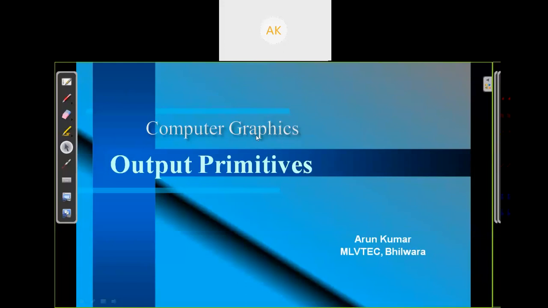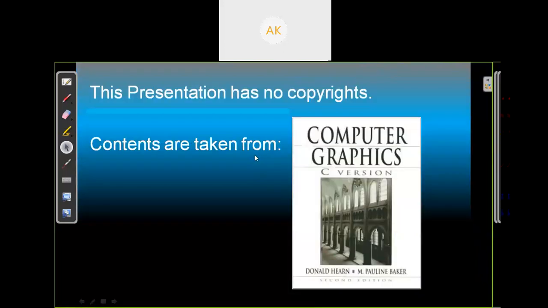So in the last class we have discussed your first unit. Complete first unit we completed in the last class. In today's class we will start unit second, which is output primitives. All the content I have taken for this lecture, for the PPTs, is from this book. I also referred you this book: Computer Graphics by Hearn and Baker.